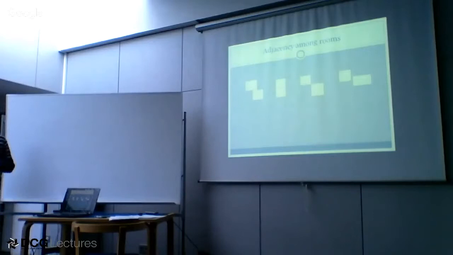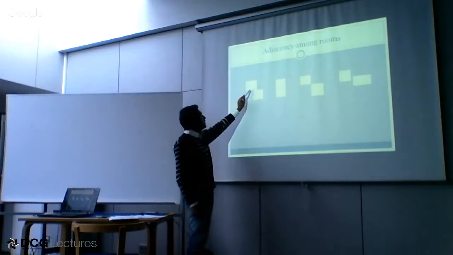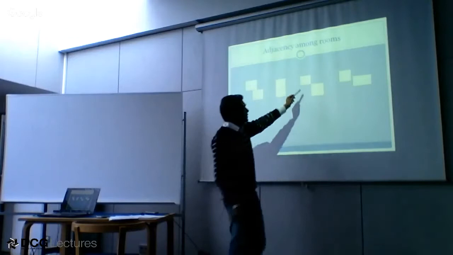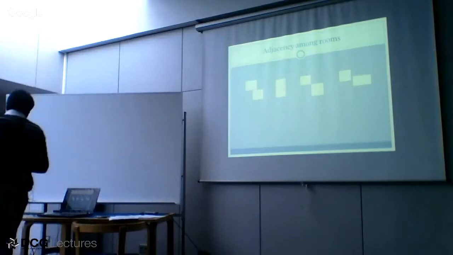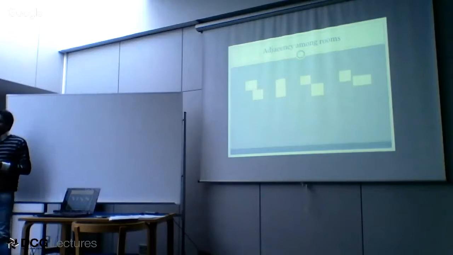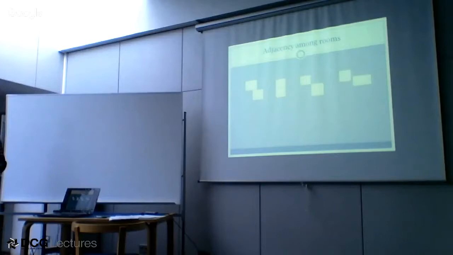This is how we define the adjacency between rooms, because for vertices it's very simple. If there is an edge between two vertices, we say that they are adjacent. But in the case of rooms, we say that two rooms are adjacent if they share a part of the wall, or if they share a complete wall. If they touch at a point, then we don't say that they are adjacent, and similarly here they are disconnected. So adjacency means we are taking into account that at least some part of the wall should be shared, so that we can insert a door between the two rooms. So this is how we prefer to define adjacency between rooms.